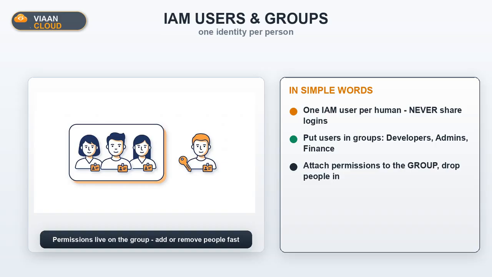Now for day-to-day access, IAM users and groups. An IAM user is a separate identity for one person or one application, their own login, their own credentials. The golden rule, one user per human, and never ever share logins, because shared logins mean you can never tell who did what. Then, instead of attaching permissions to each person one by one, you create groups like developers or admins or finance. You attach the permissions to the group once and drop people into it. New engineer joins, add them to developers, and they instantly inherit exactly the right access. Someone leaves, remove them, clean, simple, and auditable.